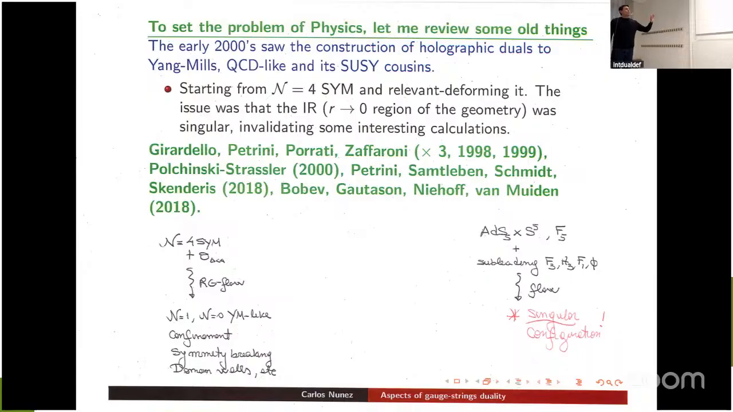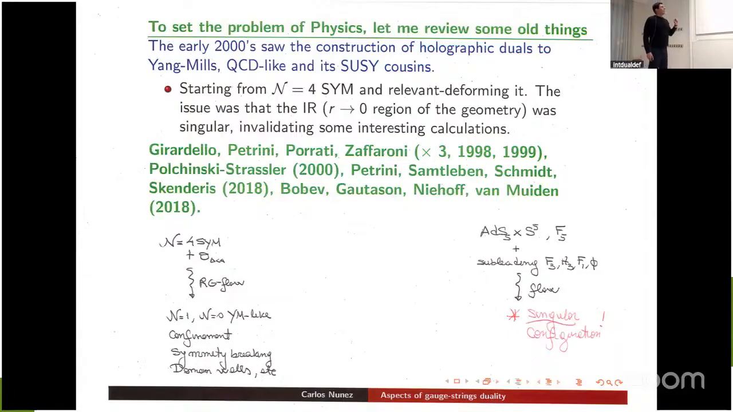So the idea is that there are three possible lines that people attempt. In one of these lines, the idea is to start with N=4 super Yang-Mills, as I point here, and add what you may call a relevant deformation to the problem. Okay, so add an operator in the Lagrangian that makes a deformation. This operator produces an RG flow into some theory with minimal SUSY or no SUSY, and it's always Yang-Mills-like. Okay, and you expect to see phenomena like confinement, symmetry breaking, domain walls, all typical non-perturbative phenomena.